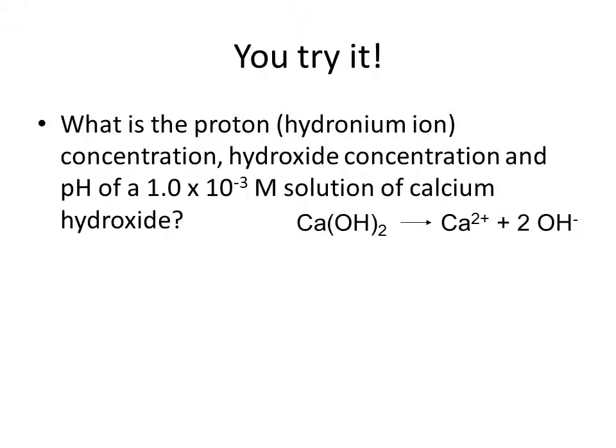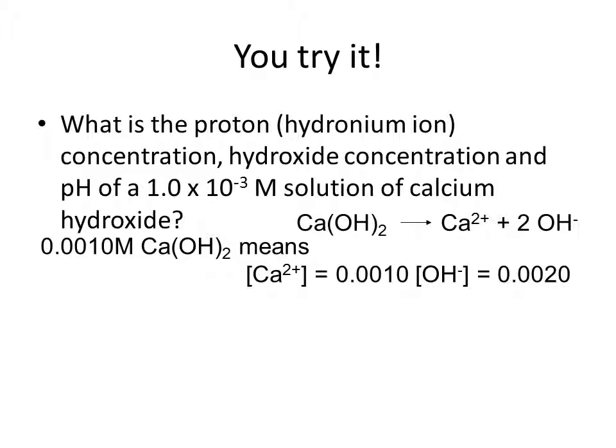To do this problem, the first thing you need to do is write the dissociation equation so you know what species are being formed in water. When you add calcium hydroxide to water, it forms calcium ions and 2 hydroxide. Because you have a positive 2 charge on calcium, there are 2 hydroxides to accompany it. This means that if you have a 0.001 molar solution of calcium hydroxide, the calcium concentration is 0.001 and the hydroxide concentration is 0.002.